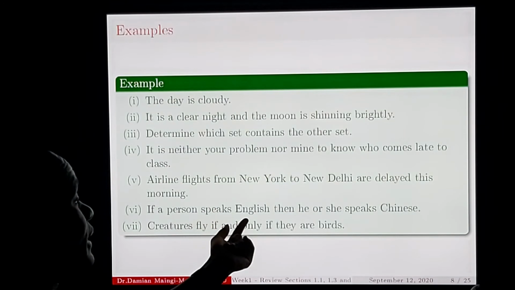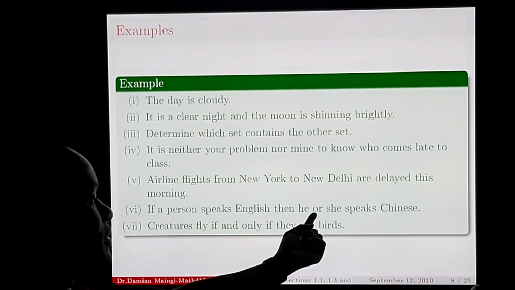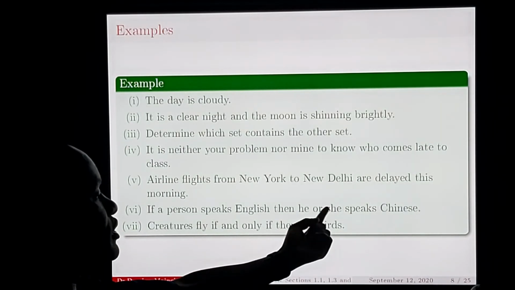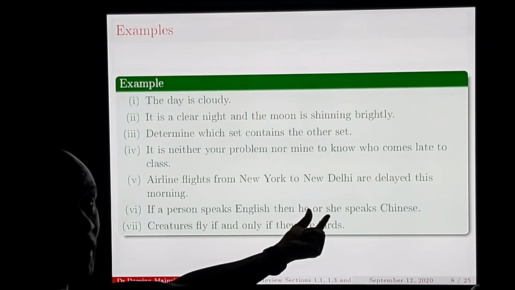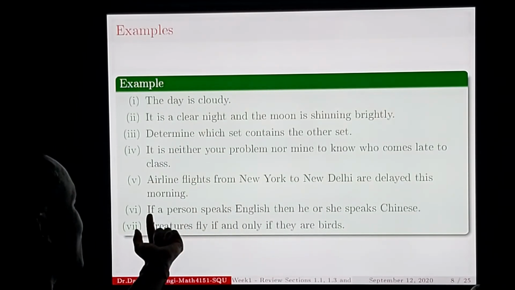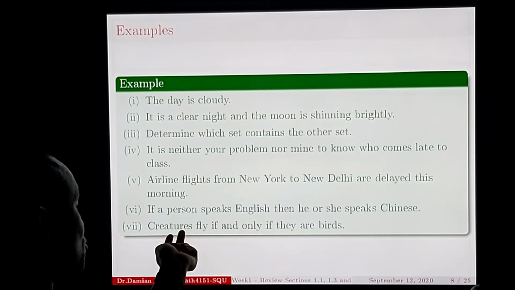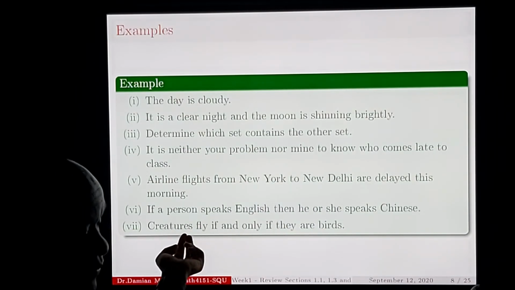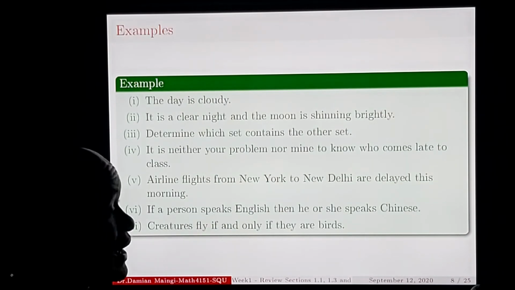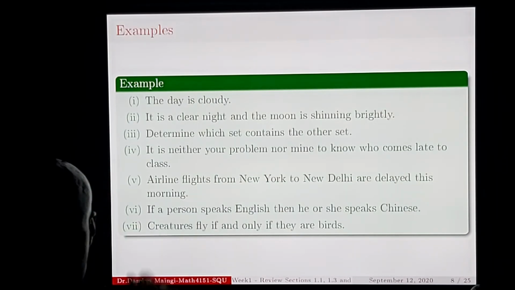If a person speaks English, then he or she speaks Chinese. Now this is actually a tricky one because of this he or she. But this is not in terms of the connective. This is just specifying so that people don't say you're discriminating. So this is just if, then. So just P implies Q. Finish. The last one, creatures fly if and only if they are birds. Well, we know that there are other creatures that don't fly. So this is a biconditional. I don't need to say many more things.